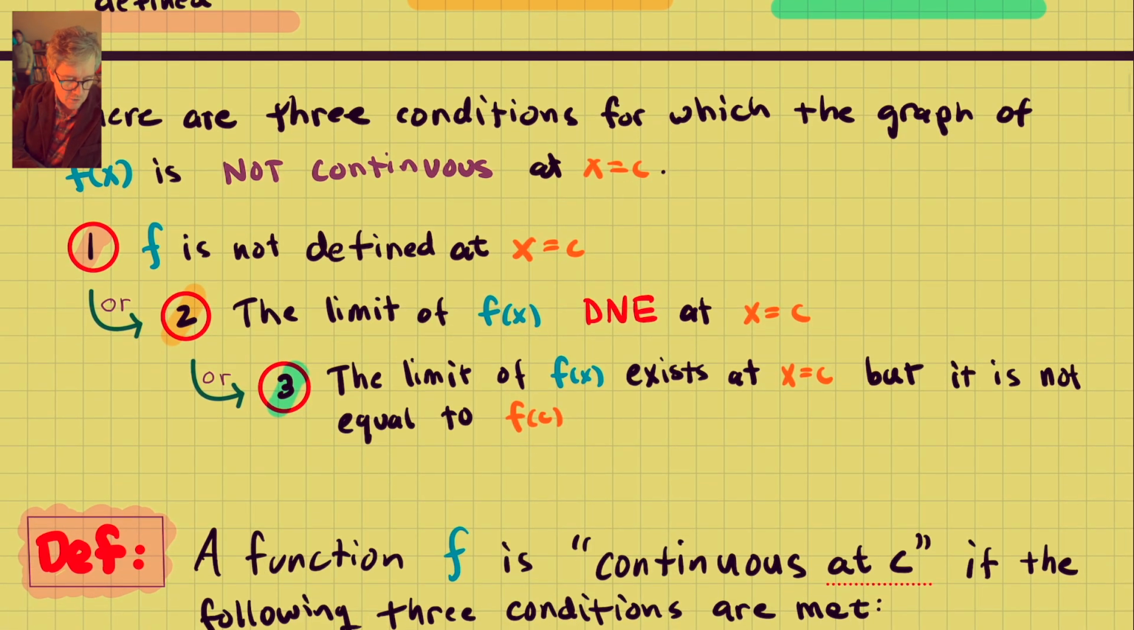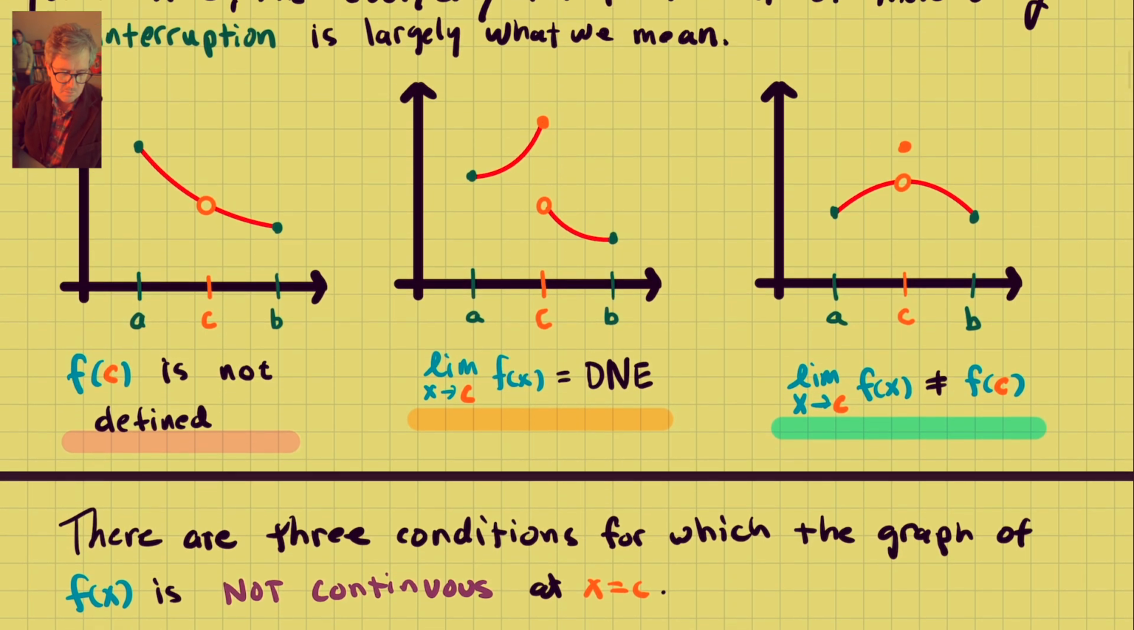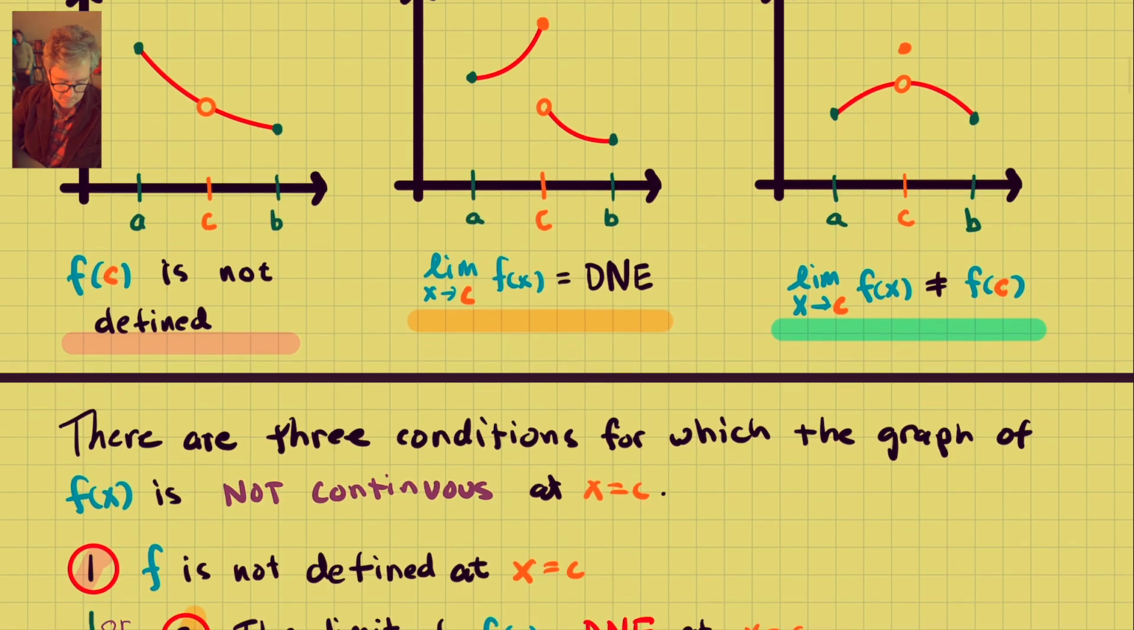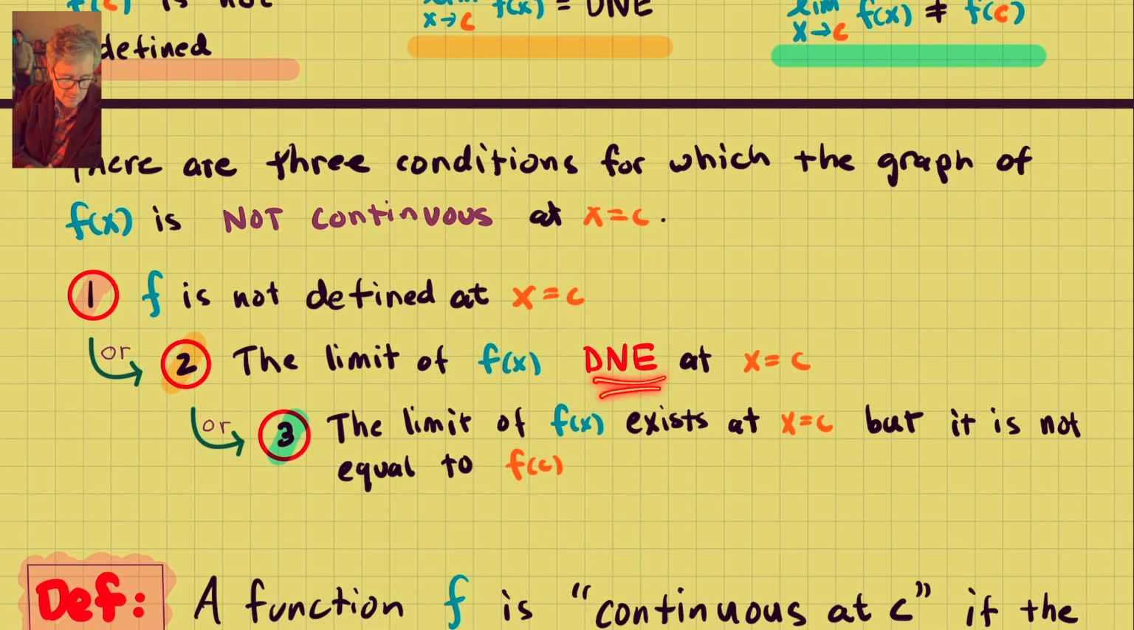The second condition is when the limit of the function does not exist at c. The function may be defined, but it does something weird. There's some kind of strange break which makes the limit look weird, and so the limit does not exist at x equals c. And the third case is where the limit of f exists, but it is not equal to the value of the function. The limit of f exists at x equals c, but the value of the function is somehow different.